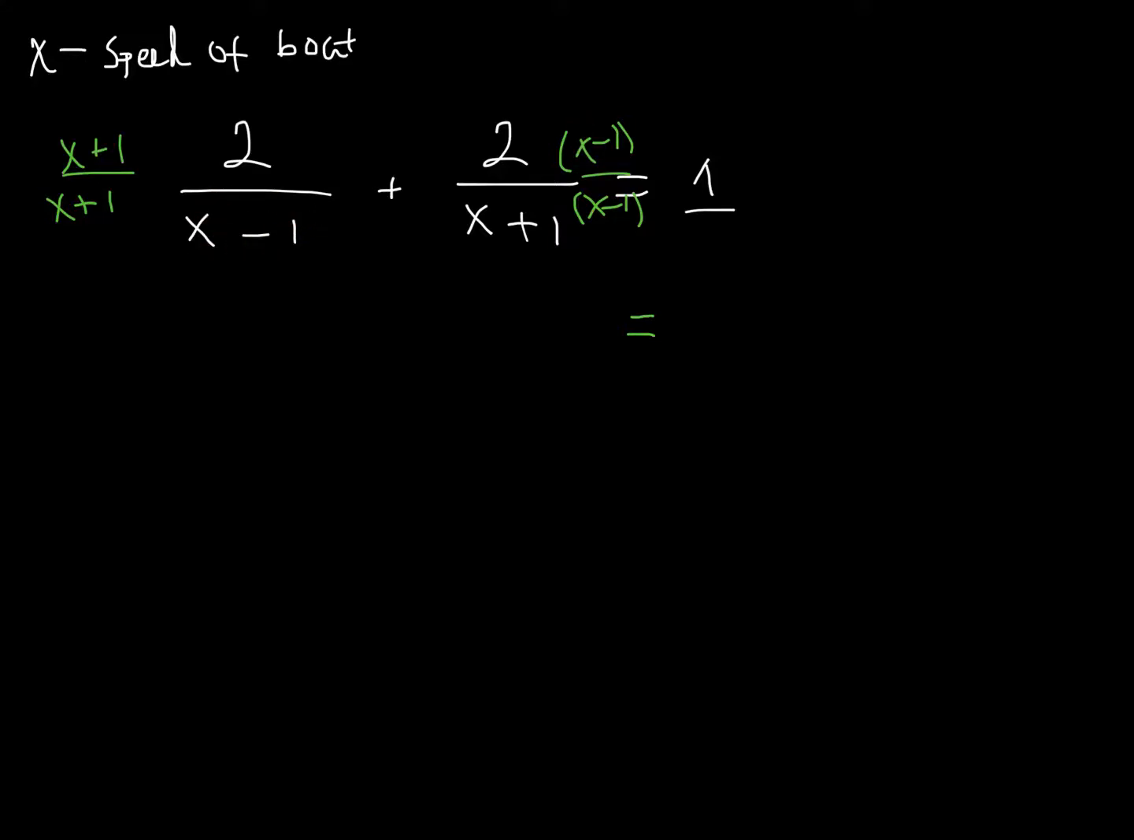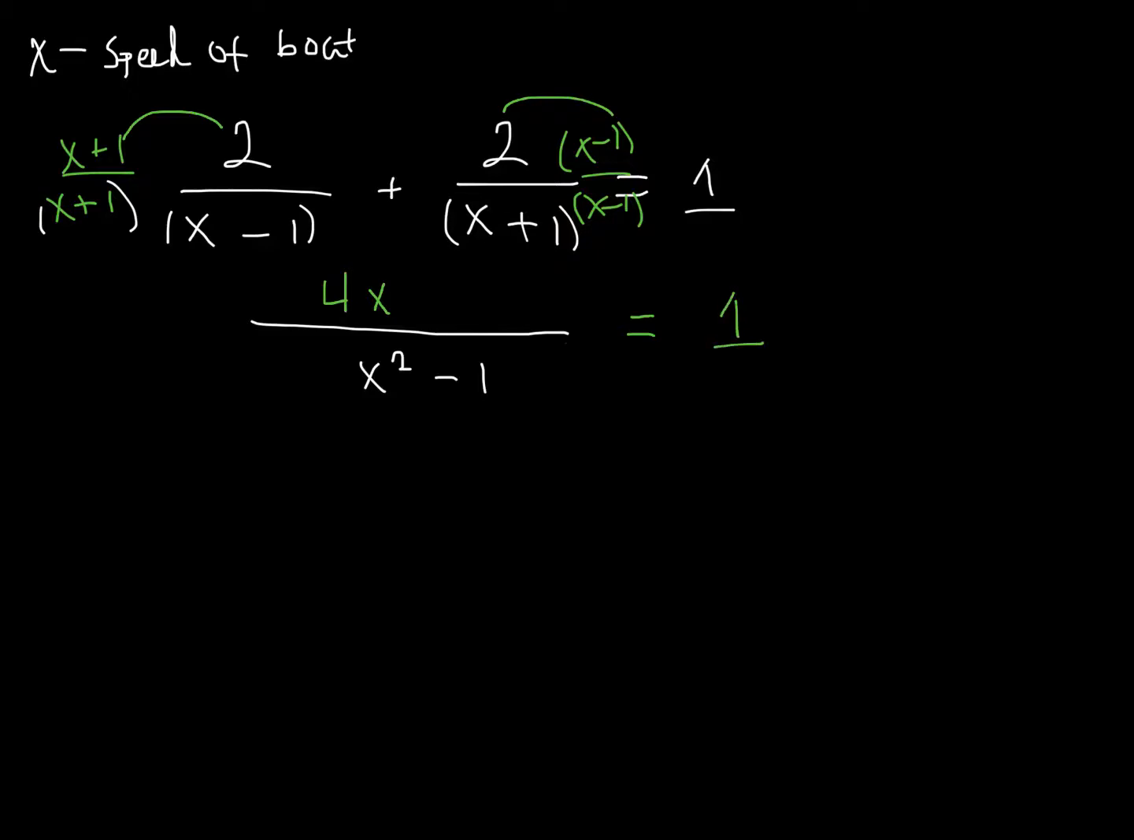All right, so now on the left side of my equation, I'm going to have a common denominator. And my common denominator is going to be x minus 1 times x plus 1. And when I FOIL that out, I'm going to end up with x squared minus 1. Up top, I would have 2x, so I would FOIL this, right? 2 times x, 2 times 1, 2 times x, 2 times negative 1, and that will leave me with 4x. The positive 2 and the negative 2 are going to cancel out. And then I have 1 over here.